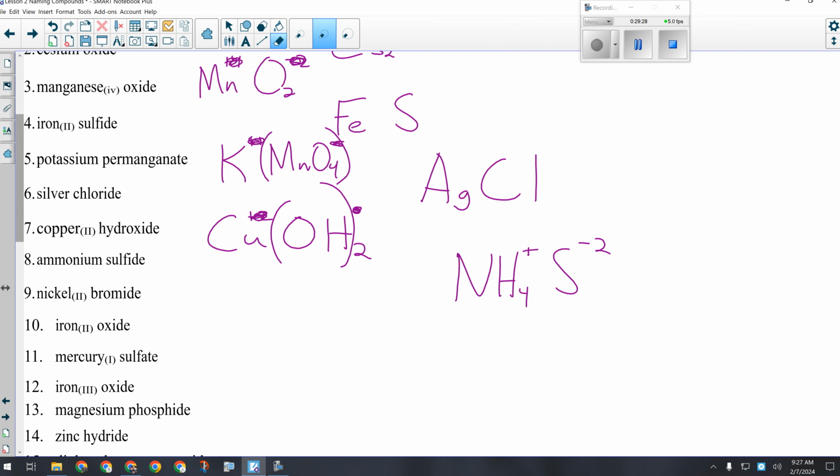I'm going to need brackets again. Okay, the 1 from ammonium is going to go down here, but I don't write 1s. The 2 is going to go here. I don't want to say NH42S. I want to say (NH4)2S. Okay, that is ammonium sulfide.